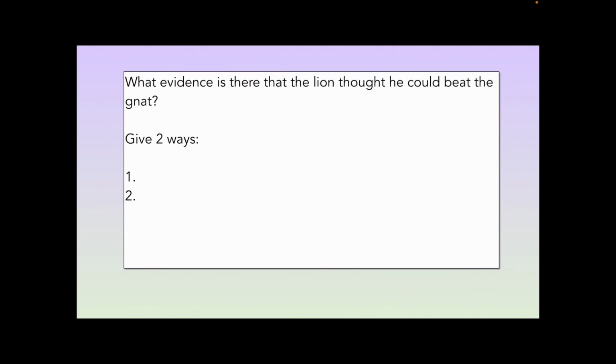Over to you guys then. We have a question here for you. What evidence is there that the lion thought he could beat the gnat? So you have to give 2 ways. I will include the text with today's assignment. That will be on Teams. And you need to scan through that text and see if you can find 2 pieces of evidence that tell you that the lion thought that he could beat the gnat.